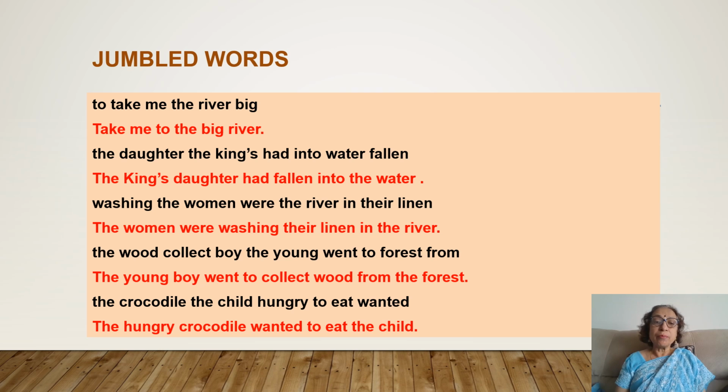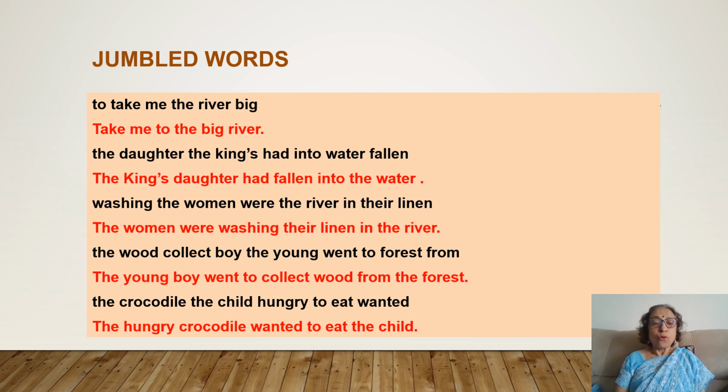Now, the next jumble is the daughter, the kings, had into water fallen. It sounds okay as though some kind of sentence is being made, but that doesn't make sense. Now we have to get a sentence which makes complete sense. Remember, that is the definition of a sentence: it makes complete sense. It doesn't depend on anybody else or anything else for making sense. So the king's daughter had fallen into the water. That is how the sentence is.